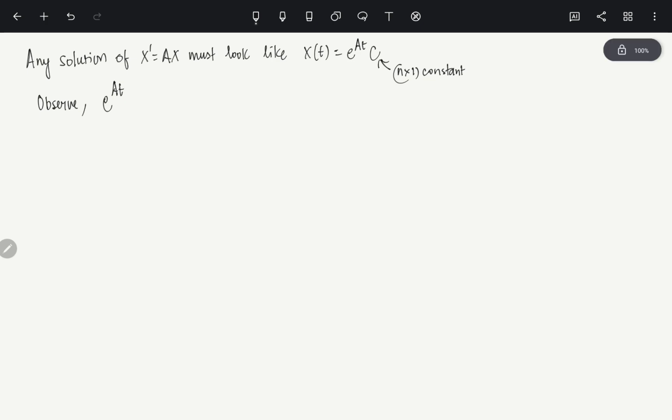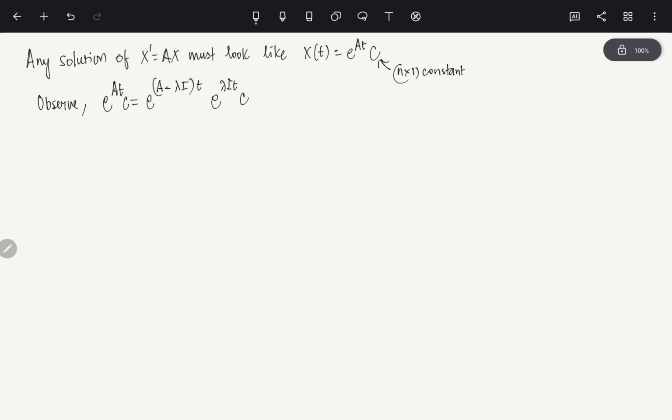So e to the power At, we can write it like this: e to the power (A minus lambda I) t, and e to the power lambda I t, times a vector, let's say c vector is there, so that c vector is always there. Clear? So we can write it like this.